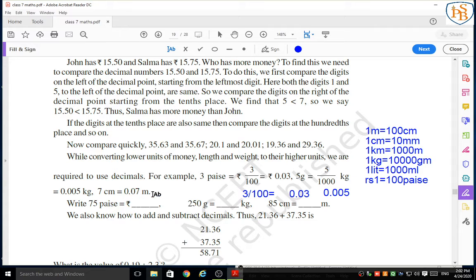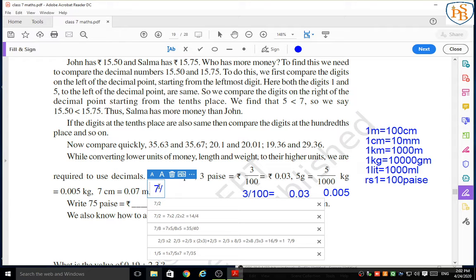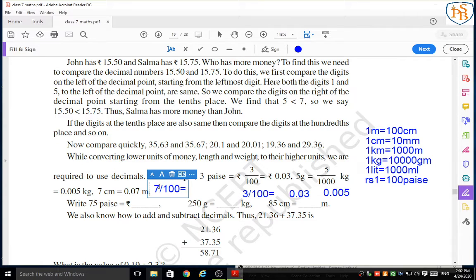Okay, look carefully. 7 centimeter, that means how much in meters? 1 meter is 100 centimeters, so divide by 100. How many zeros are there? 2 zeros, so after the point I have to put 2 digits. So the first is 0 and the second is 7. So 0.07 meter is the answer. Now write the paise and convert them into rupees. 75 paise. 1 rupee means 100 paise. So 75 upon 100. What will be the answer?